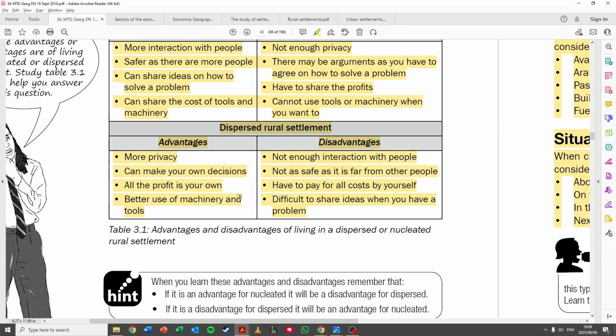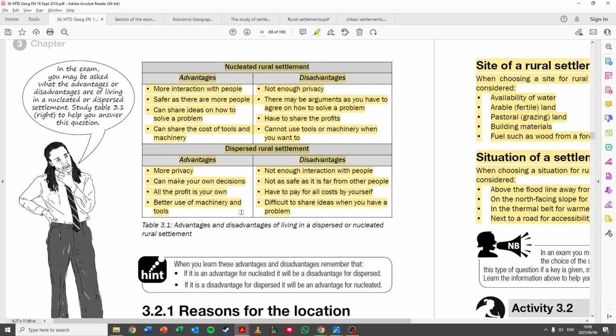The disadvantages, there's not going to be a lot of interaction because you are so far away from one another. It's not going to be as safe for the same reason. And you have to pay all the cost yourself. So if something goes wrong, it's on you and you alone. And obviously, it's difficult to share ideas when you have a problem.